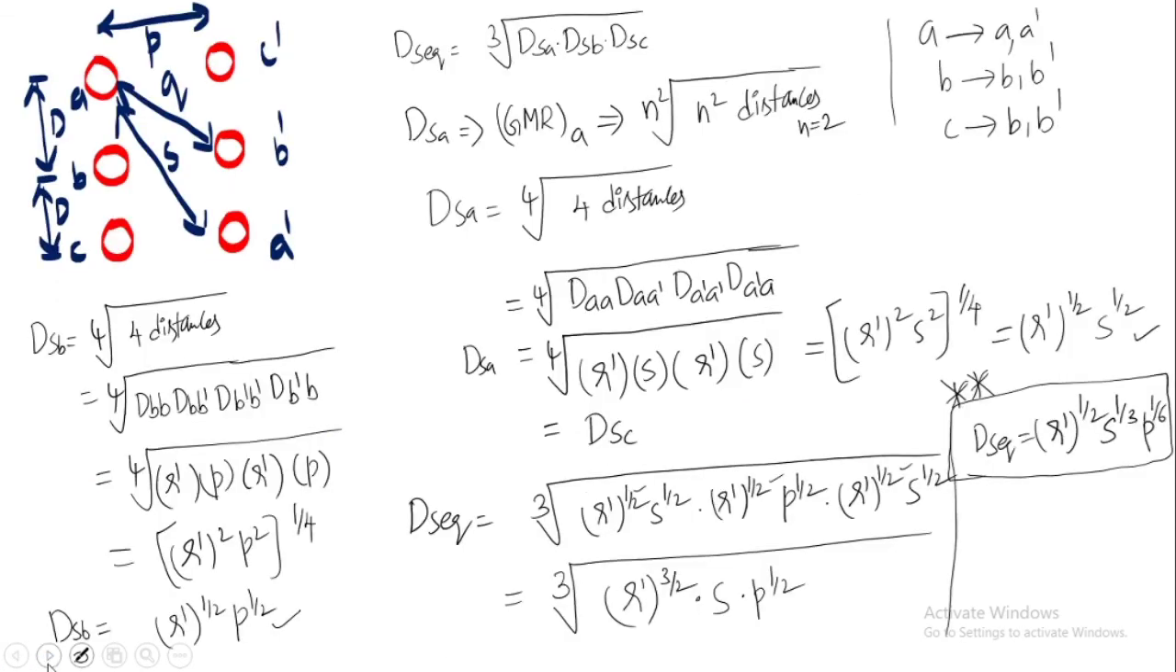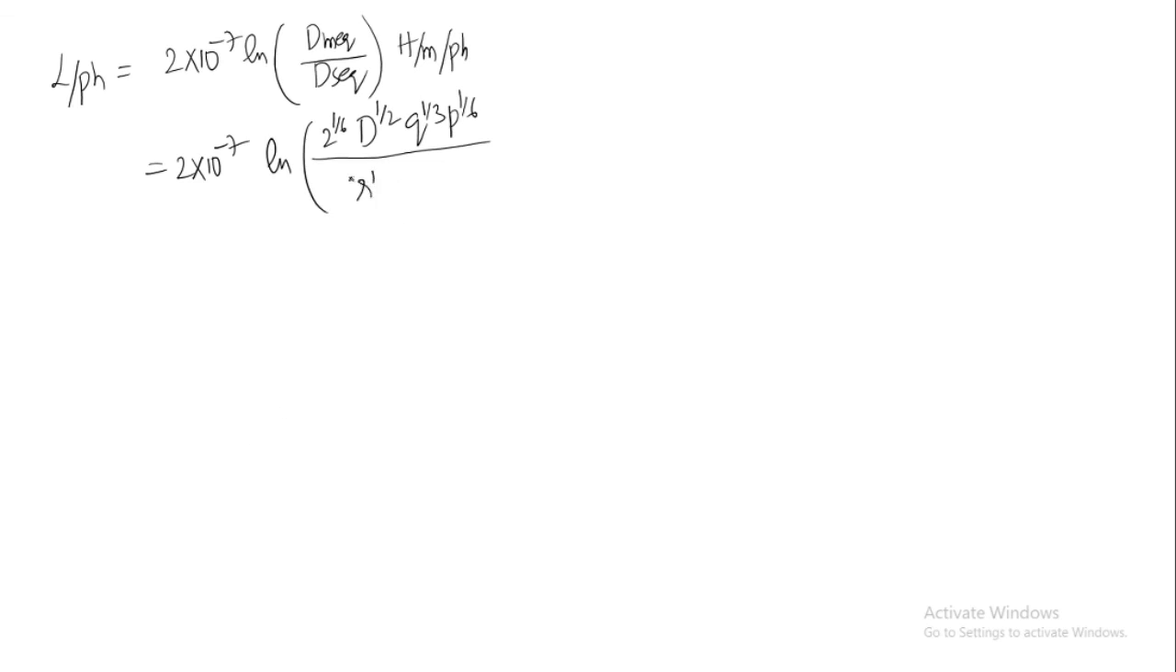Next, Ds equivalent. What is Ds equivalent? R dash power 1 by 2, s power 1 by 3, and p power 1 by 6, Henry per meter per phase, inductance per phase. Now in the numerator you have p power 1 by 6, in the denominator you have p power 1 by 6, both will get cancelled, right? Send this 2 to here. If you send this 2 to here, it will become power 2.